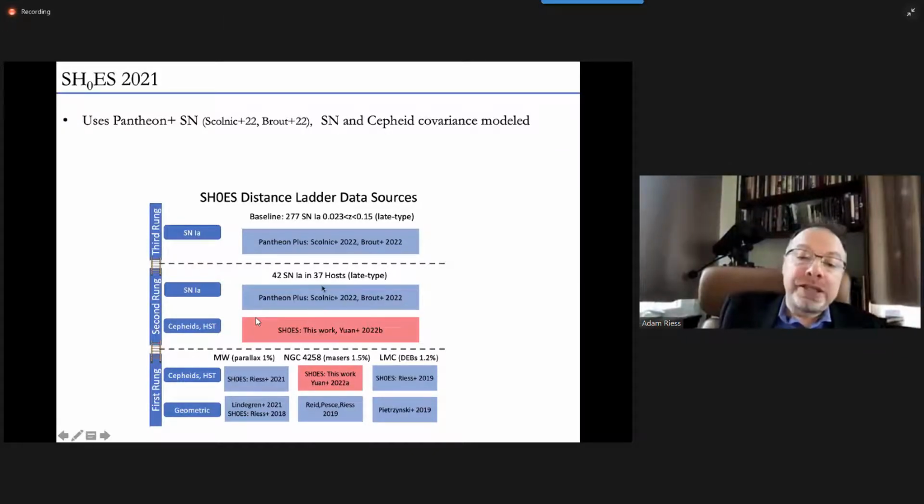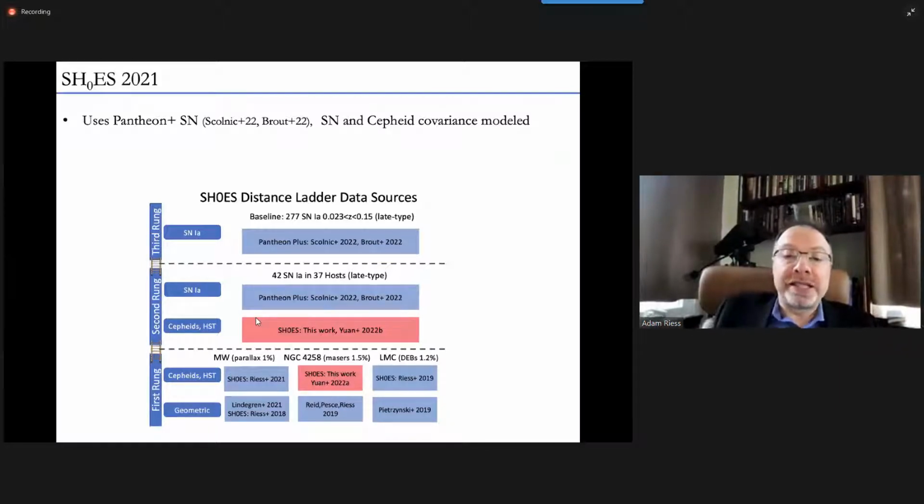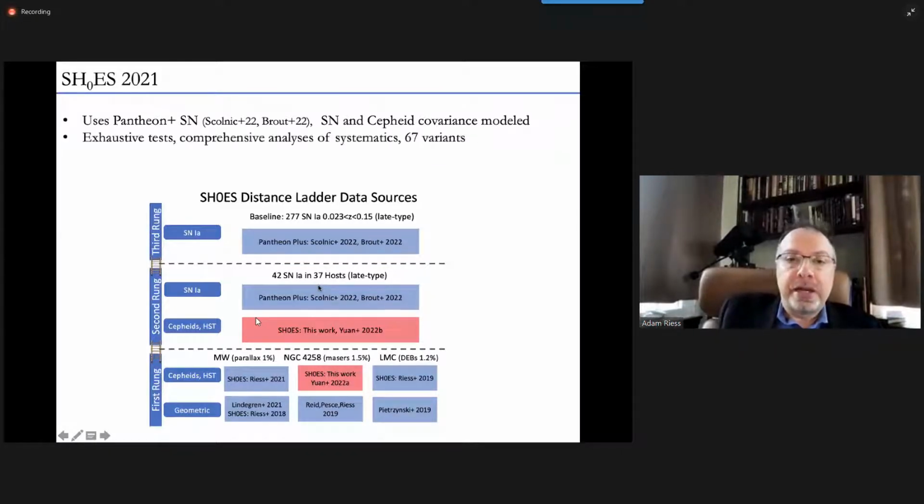What you're going to hear about today involves, as I said, the big increase in the sample on the second rung, which is really the rate limiting step for us for measuring the Hubble constant because of the small size of that sample. And Dan and Dylan have talked to you about the Pantheon work that connects the second and third rung. And so we've gone through an exhaustive set of tests. We're exhausted at least. A comprehensive set of analysis of systematics.